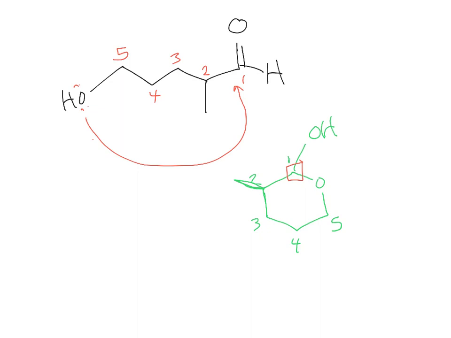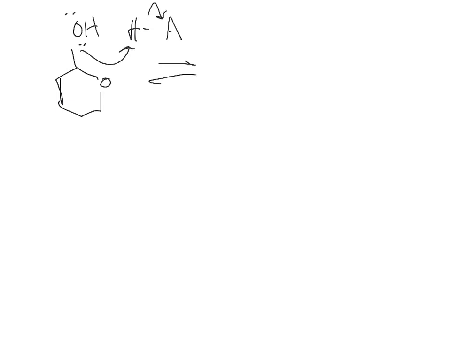You can convert these hemiacetals to acetals with alcohol and an acid, just like you would convert a regular hemiacetal to an acetal. So let me show you the mechanism for that. Here we have our cyclic hemiacetal with our OH. Here's our acid. Same thing that happens. Our OH is going to attack our acid. OH2 plus. This can leave.